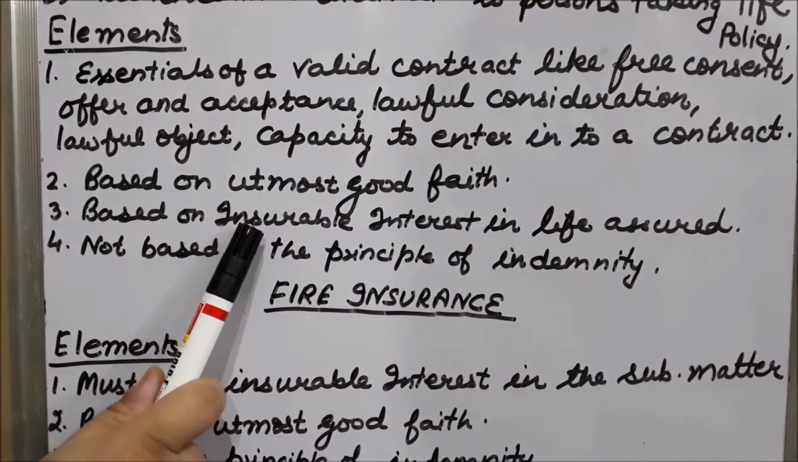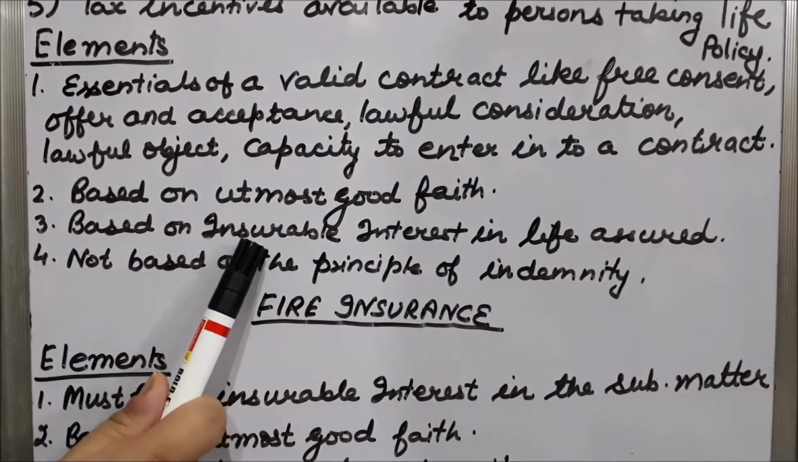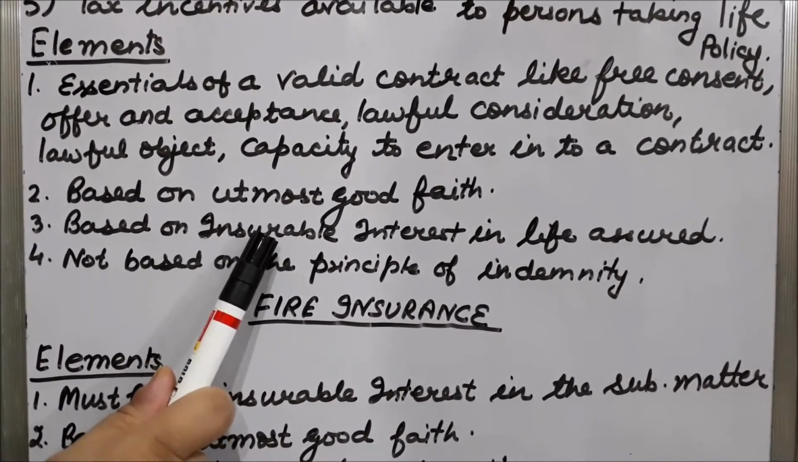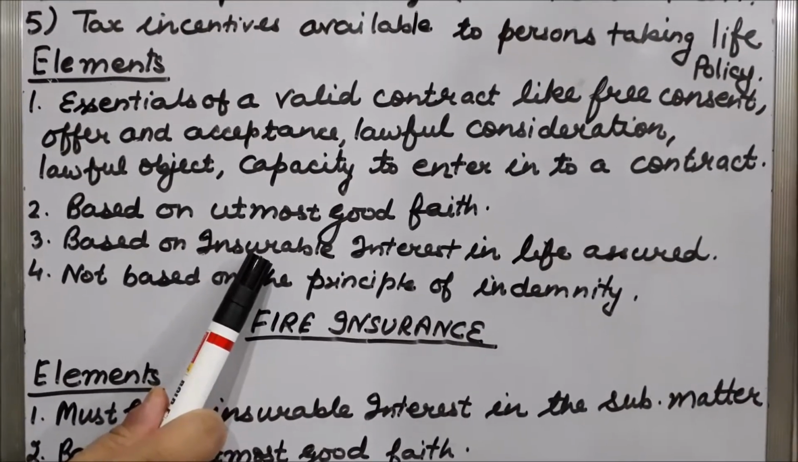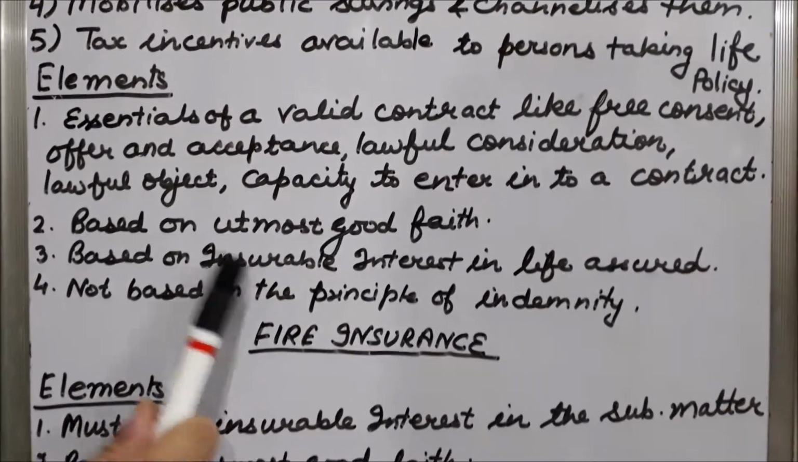Then what we understood here is that insurable interest was present at the time of taking the policy, but it was not available at the time of maturity of the policy. So I think this point is clear.